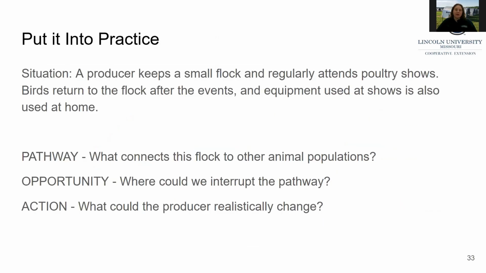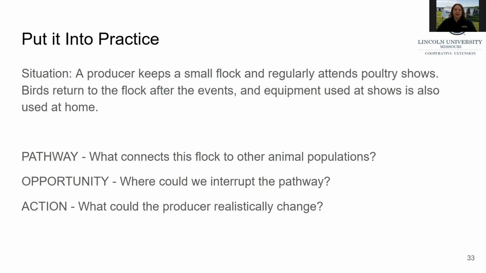Let's put this approach together with one more example. Imagine a producer who regularly takes birds to poultry shows. The birds return to the home flock after the event, and some of the equipment used at the show is also used at home. Rather than immediately telling this producer what they should change, let's work through the situation with them.